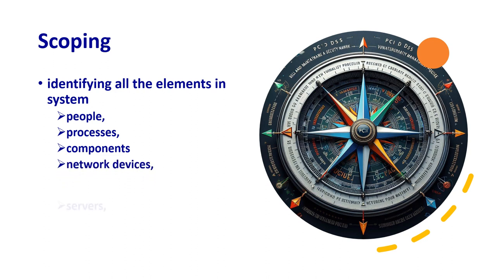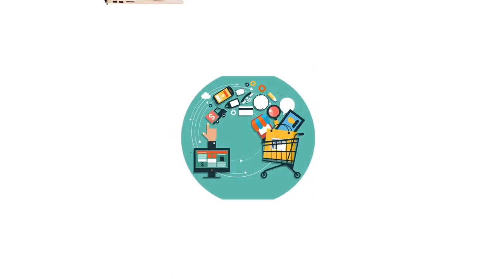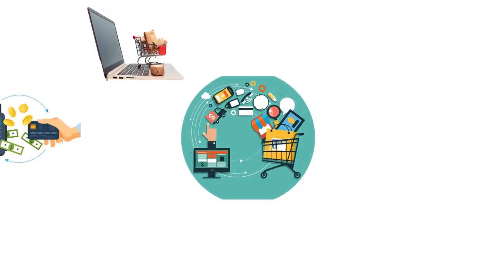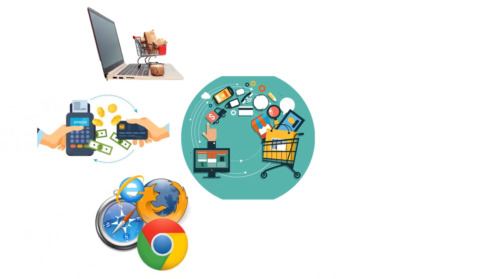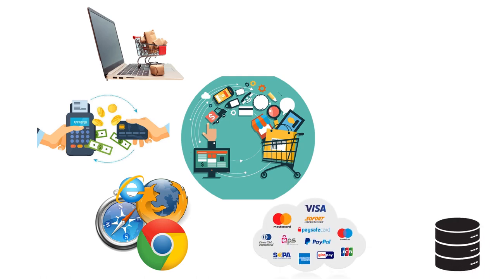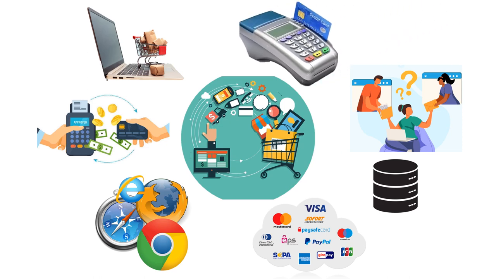This includes everything from network devices, servers, and applications to the employees who may have access to the cardholder data environment, CDE. For example, for an online retail business, the scope might encompass the e-commerce website, transaction processing gateway, and the end user's web browser. In a more intricate setup, multiple payment processing systems, databases, third-party service providers, and numerous point-of-sale devices may need consideration.